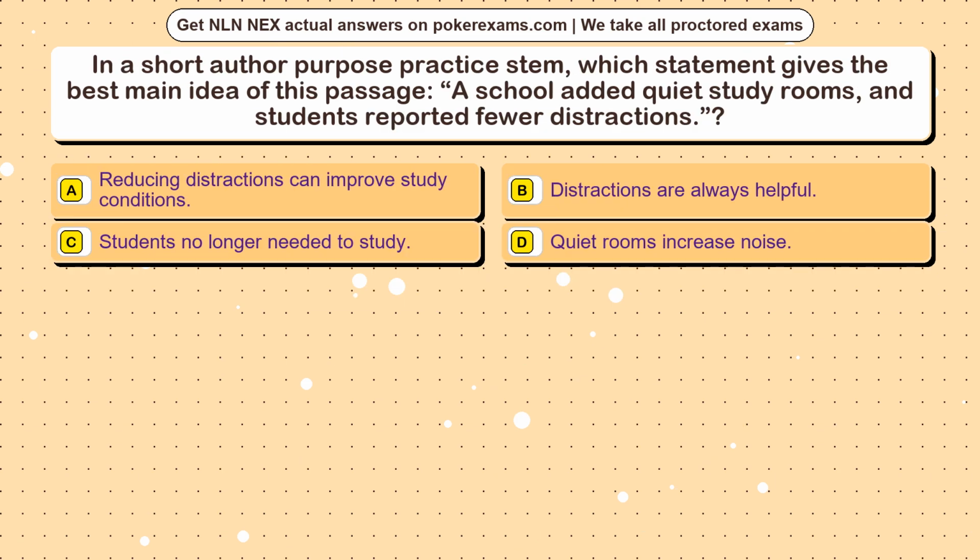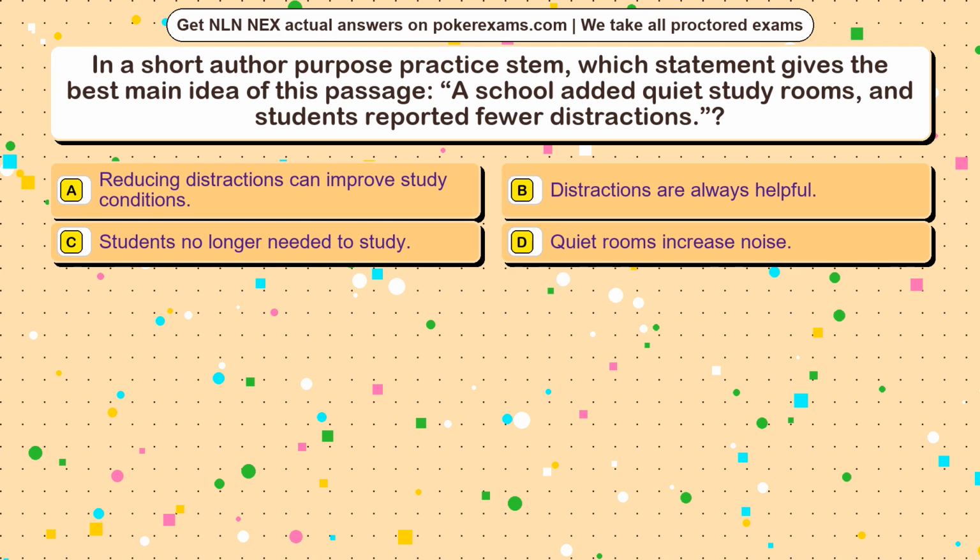Question 14. In a short author purpose practice stem, which statement gives the best main idea of this passage? A school added quiet study rooms, and students reported fewer distractions. Option A. Reducing distractions can improve study conditions. Option B. Distractions are always helpful. Option C. Students no longer needed to study. Option D. Quiet rooms increase noise.